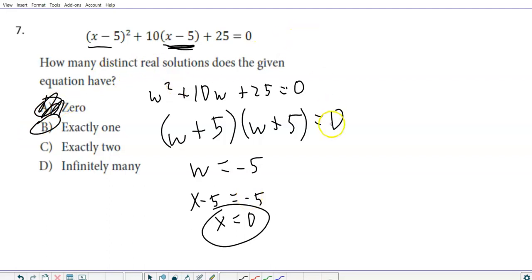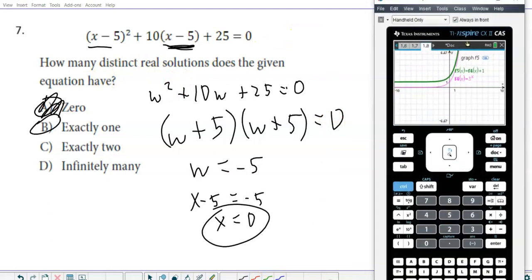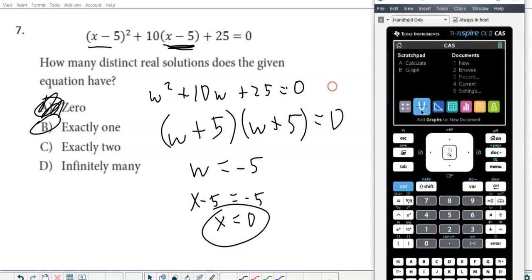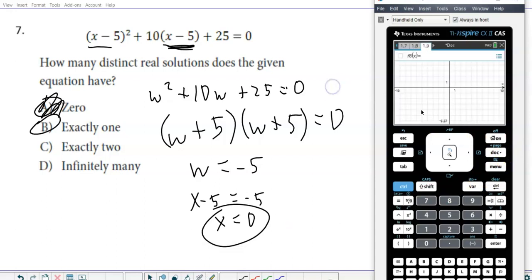So you could graph this in your calculator. If you haven't done a lot of graphing, this may not seem natural to you, but you can actually graph this exactly like it is, I believe, and it'd be x minus 5 squared plus 10 times x minus 5 plus 25. And don't type the equals 0, we're graphing this as a function.